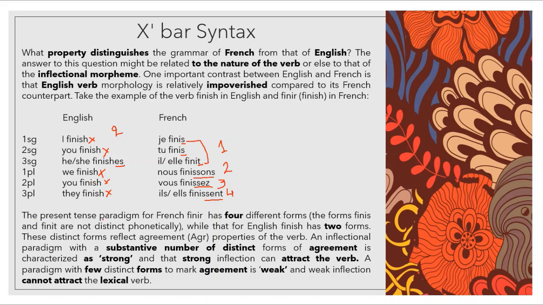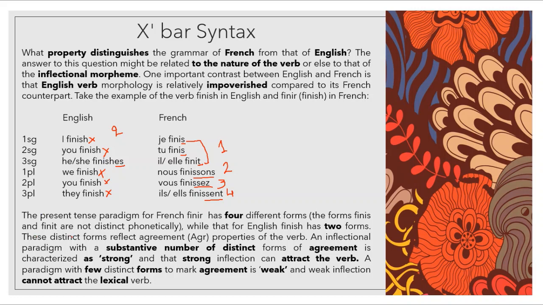The present tense paradigm for French, مهم هادو كنسميهم paradigms نتاع الكونجيكيزون. For French, finir has 4 different forms. The forms finis and finit are not distinct phonetically. يعني هادشي اللي قلت لكم يعني هادو ما كيتختلفوش في phonetics. So they are considered as one form. While that for English, finish has 2 forms. يعني غير 2، يعني غادي يكون morpheme يا ما غاديش يكون.